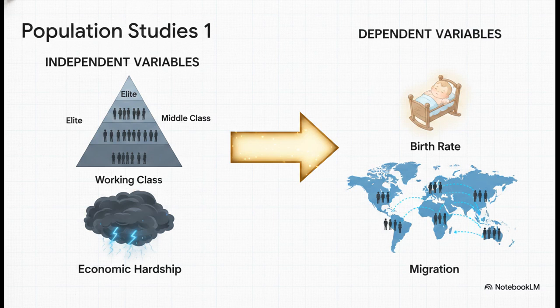Here, external societal forces act as the independent variables that trigger those demographic shifts. For instance, a person's social class externally influences the birth rate, or broader economic hardship acts as the catalyst to drive mass territorial migration. So in type 1, the society acts upon the population.